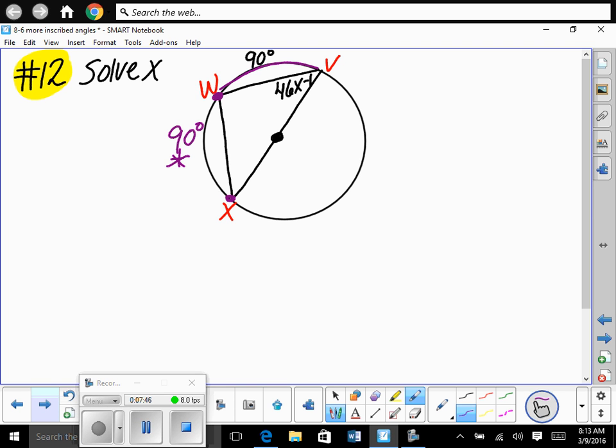So wouldn't it be a true statement to say this times 2 equals 90? Yes. Okay. So 2 times 46x minus 1 equals 90 degrees. Do we have questions on why that's a true statement? I can explain further. We're good. So then solving for x, I won't go through. Tell me what you got. 1. All right, so that's all we're doing, solving for x. x equals 1. That was right.